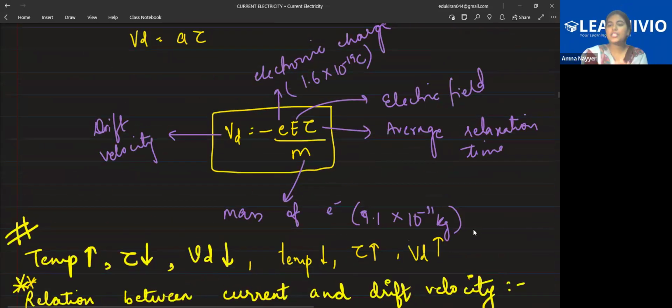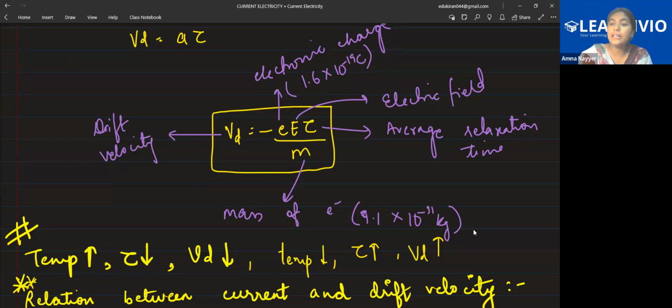One thing is the relationship of drift velocity with temperature. As temperature increases, the average relaxation time decreases. Drift velocity is directly proportional to the average relaxation time. You can see Vd is equal to minus eE tau by m, so tau is directly proportional to velocity. So when temperature increases, the relaxation time will decrease because collisions will occur very fast.